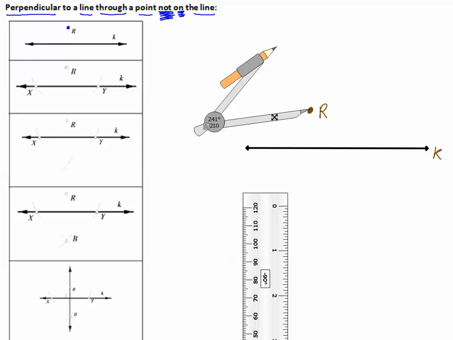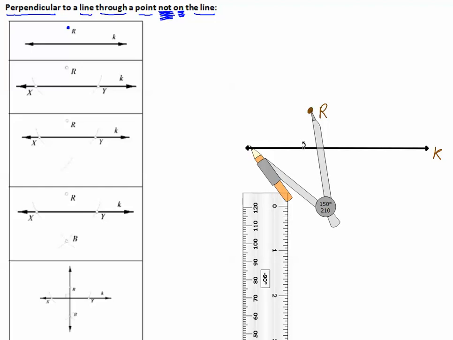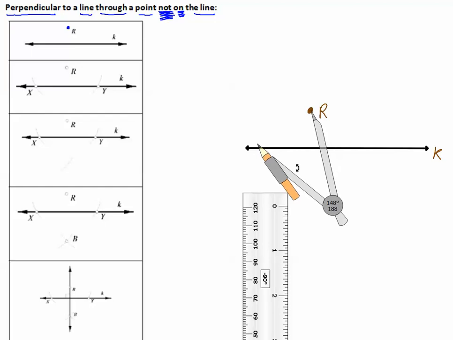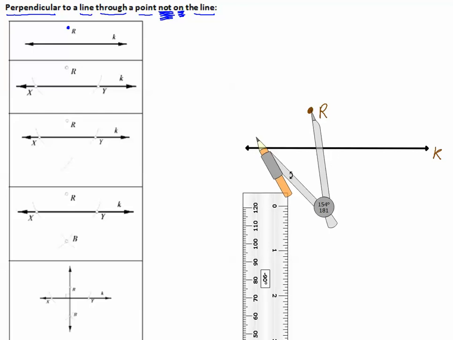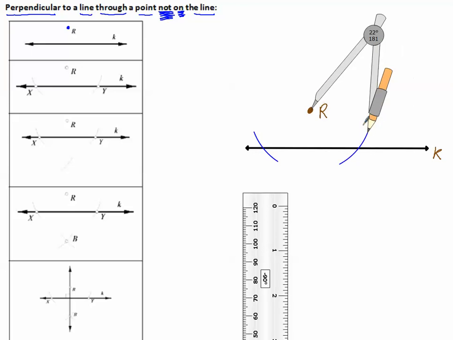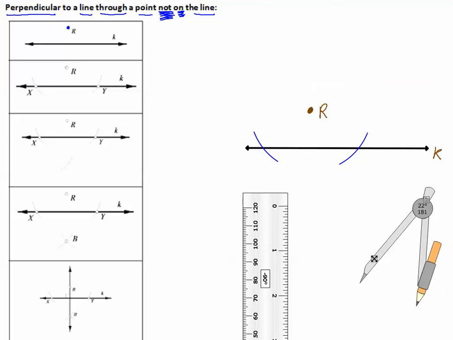Always, if it says go through the point, we start with the center or the needle of the compass on that point. Then we mark off a segment of the line. Make a segment. Now again, I'm going to have to shorten my compass so that I can actually mark on the line. If I mark off the line, it's not going to work. Mark a segment of the line. So I'm going to draw a little arc through that side and a little arc through that side. And now I have marked off a segment of the line.